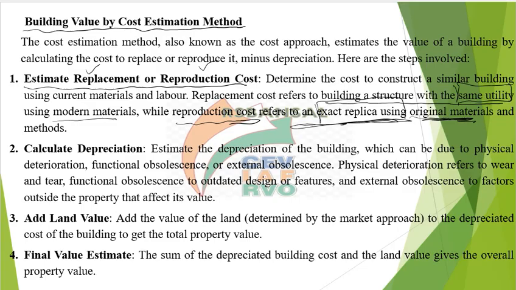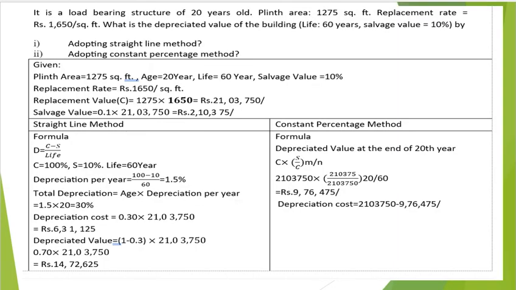So first you calculate the replacement cost or reproduction cost. We have already discussed that you calculate the plinth area rate and plinth area, and then multiply them to get the replacement or reproduction cost, whichever you want to find out. Then you calculate depreciation by using any of the three methods. Then from here you will calculate the depreciated replacement value of the building. To this depreciated replacement value of the building, add the land value. That will give you the final value of the building, or the overall value of the property. So these are the three methods we will be using. Now we will discuss some examples that will make things clear.